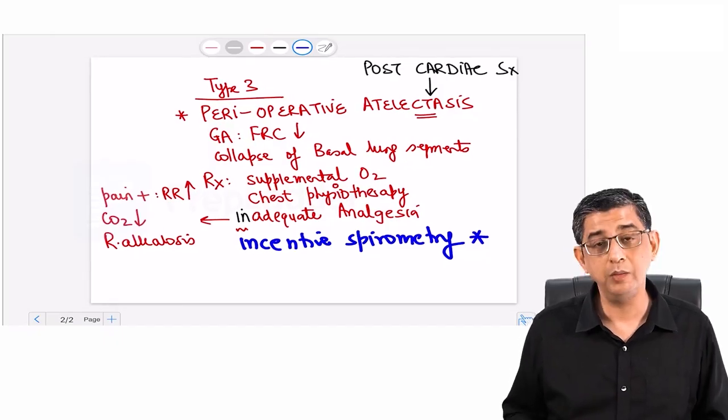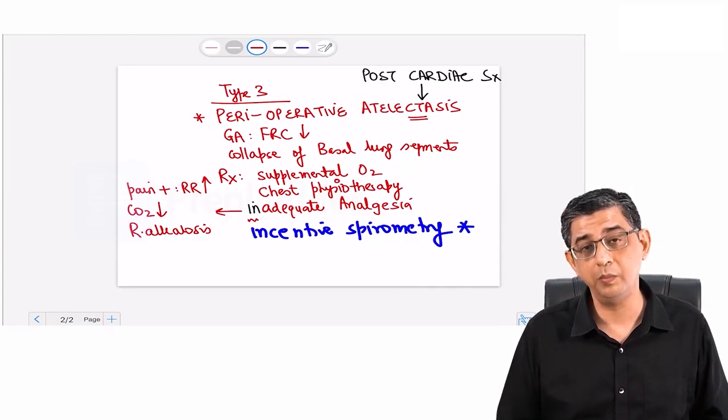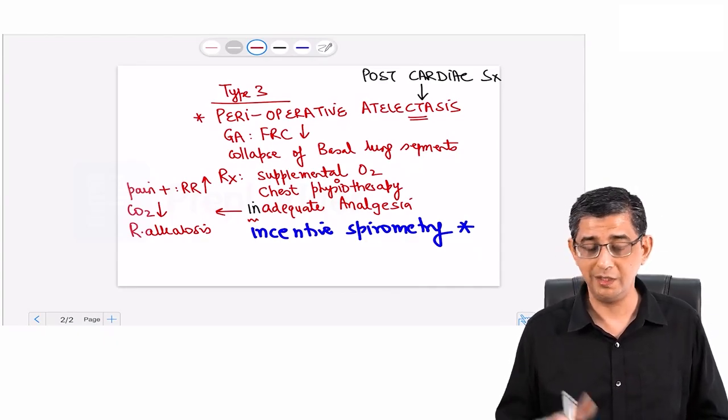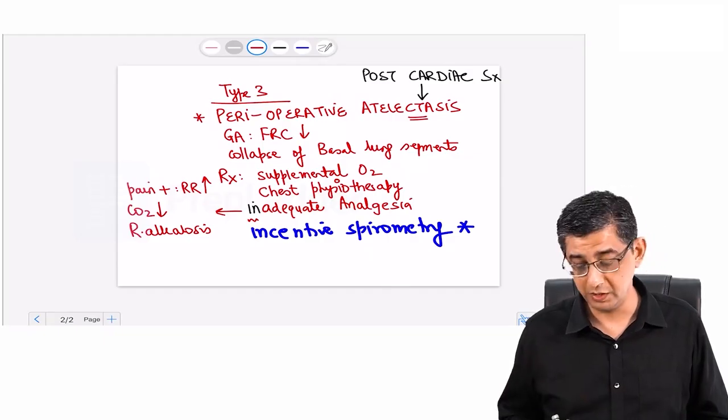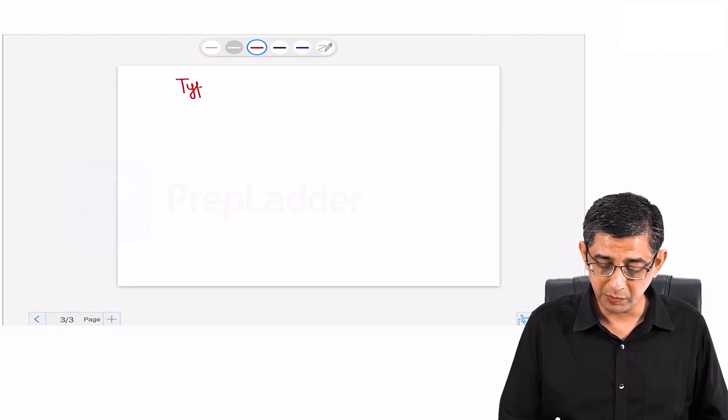So when it comes to type 3 respiratory failure, I want you to remember especially the aspect of perioperative atelectasis, and the incidence is more in old age and in obese individuals. We will now compare this with type 1 and type 2 respiratory failure.